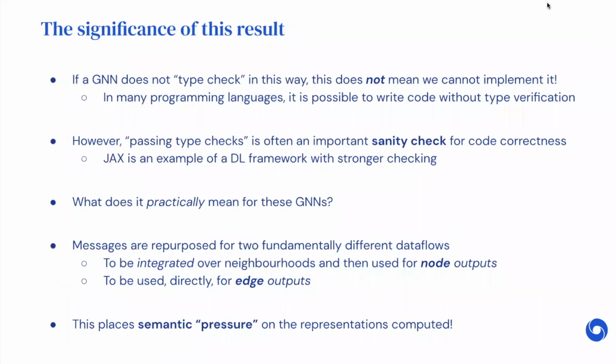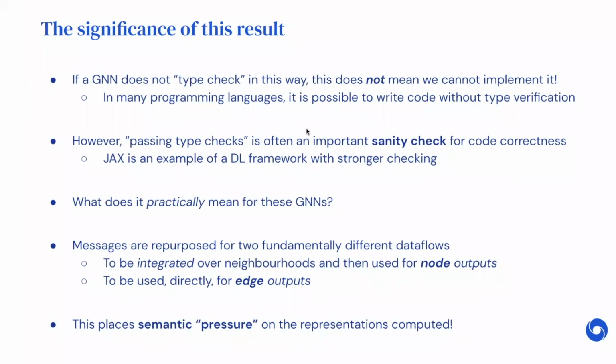Now, we should just take a moment to pause and ponder the possible significance of this result, because if a graph neural network doesn't pass the type checker in this way, like you have an arrow which is not functional, this does not mean you cannot implement it, right? All of these things can be implemented. And in many programming languages, you can also write code without ever passing the type checker. However, passing a type checker is often a very important sanity check that your code is correct in the first place. JAX, for example, is a deep learning framework which uses something very akin to type checking to figure out that all the shapes of your deep learning model make sense and will actually let you compile.